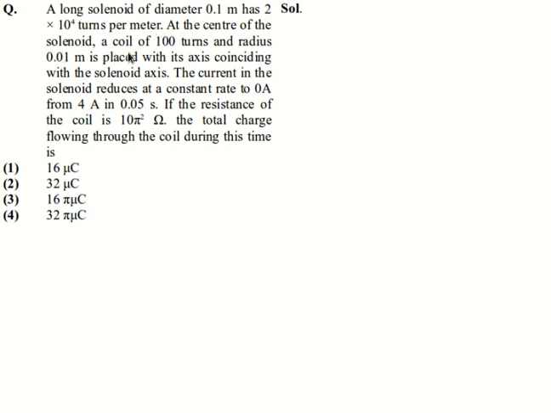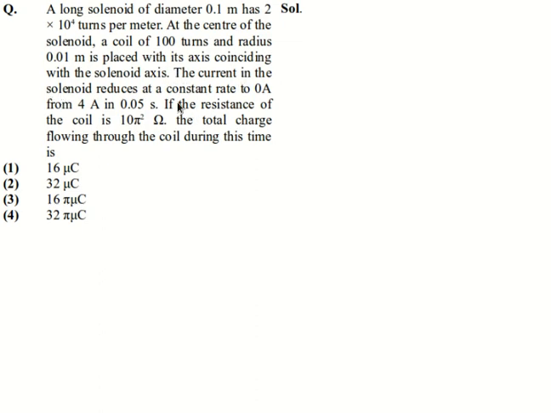At the center of the solenoid there is a coil of 100 turns, the number of turns in the coil is given, with radius 0.01 meter, placed with its axis coinciding with the solenoid axis. That means the magnetic field of this long solenoid, if it carries current, will be normal to the area of cross section of this coil which is at the center.